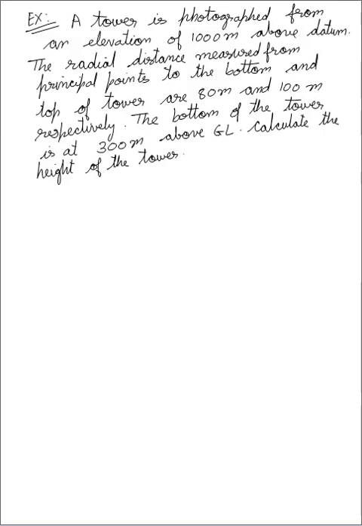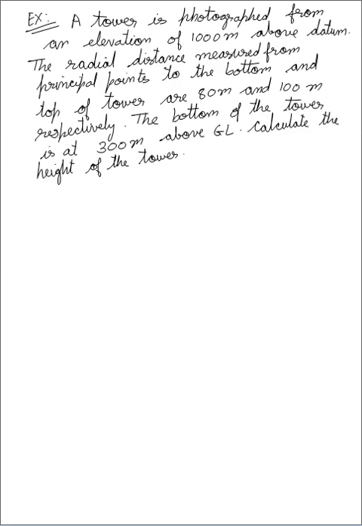Hello, dear students. Let's start one question from photogrammetric surveying. A tower is photographed from an elevation of 1000 meter above datum. The radial distances measured from the principal point to the bottom and top of the tower are 80 meter and 100 meter respectively. The bottom of the tower is at 300 meter above ground level. Calculate the height of the tower.